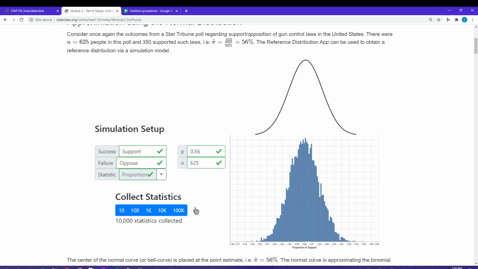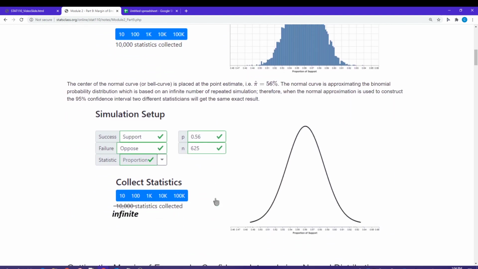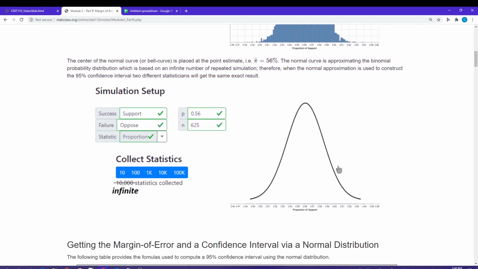And in fact, if we let the number of repeated iterations on our simulated reference distribution go off to infinity, that approximation is going to be even better. So what we do in practice is just use this normal curve or bell curve approximation when obtaining the margin of error or confidence interval for a proportion.